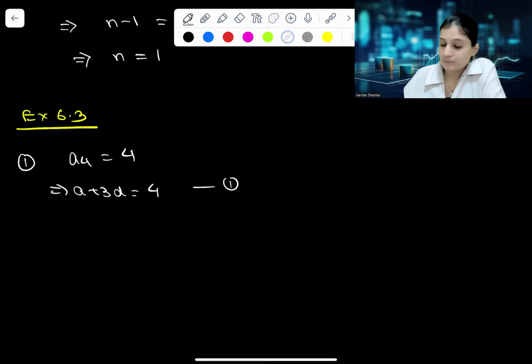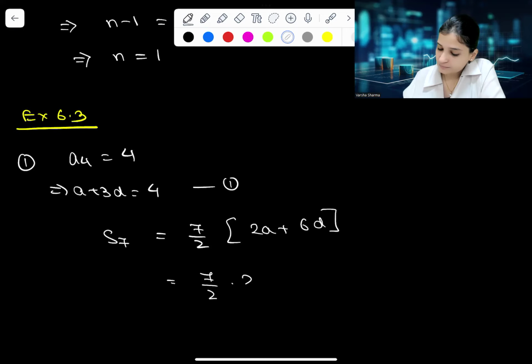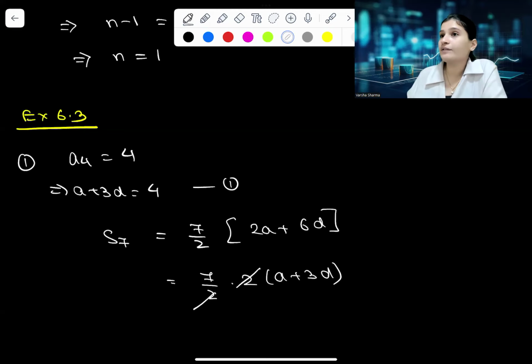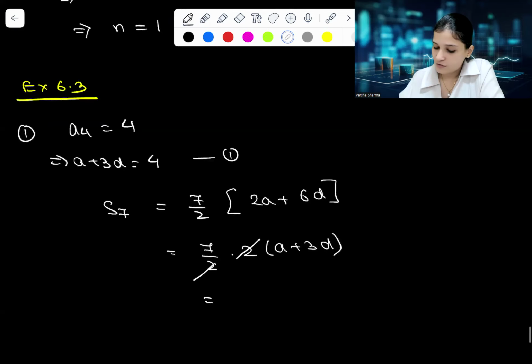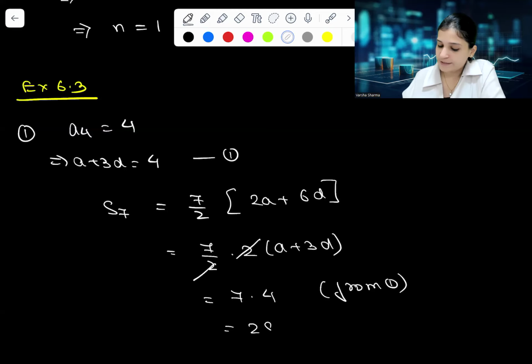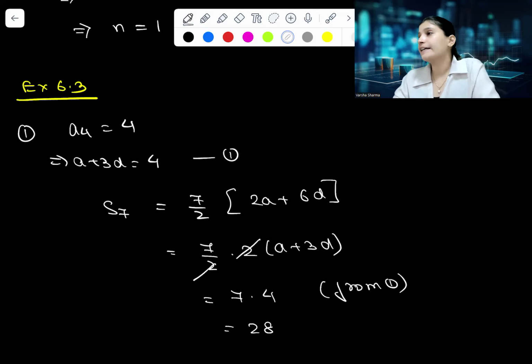That means S7 equals 7 by 2 into 2a plus (7 minus 1)d. Let's take 2 common. 2 gets cancelled, and we already know the value of a plus 3d. So 7 into 4, the answer is 28. So without actually finding a and d, we still got the final answer. Is it clear? Yes.